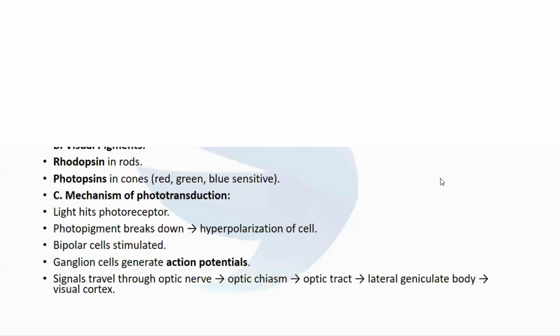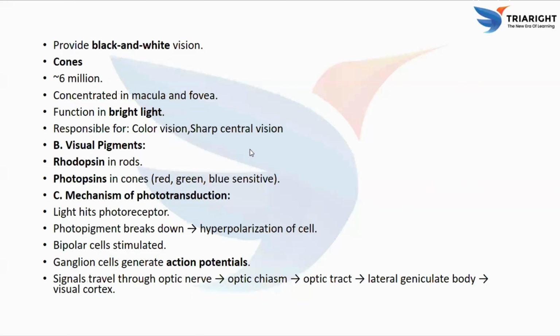Coming to cones. Cones are the second major type of photoreceptor, essential for daylight vision. What is the number of cones? There are about 6 million cones in each eye, far fewer than the rods. Where are they located? Highly concentrated in the macula, and densest in the fovea centralis, which is the point of sharpest vision. The fovea contains almost only cones, making it the center for reading, facial recognition, and color detection.